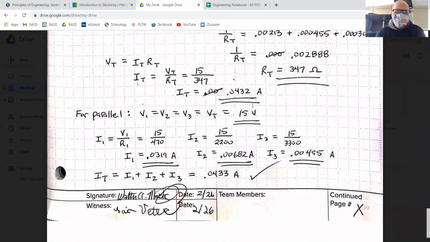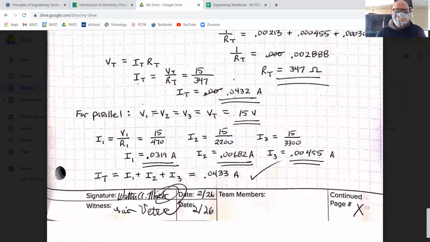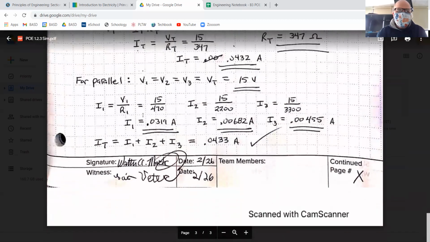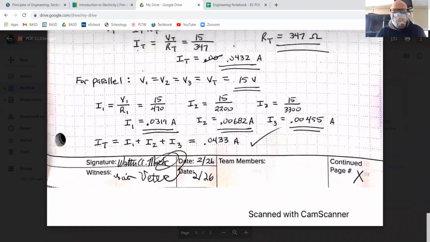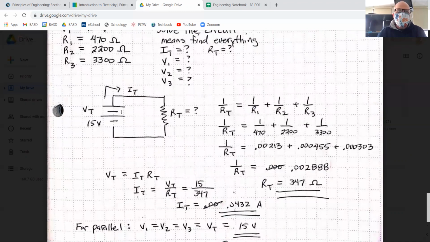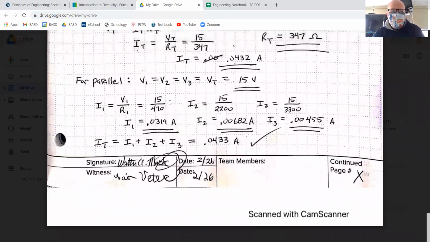Well, now that I know that, I can go back to this Ohm's law, V equals IR. And I can go back to the derivation that I did using algebra, where I equals V over R, except instead of a T and a T and a T, this time I've got a 1 and a 1 and a 1, a 2 and a 2 and a 2, and a 3 and a 3 and a 3. So I take each of those sets, the set of the I sub 1, unknown, is equal to the V sub 1, which we just found was 15, divided by the R sub 1, which was given all the way up here for 470 ohms. And then I stick that in, do some math, and I get 0.0319 amps for I sub 1.